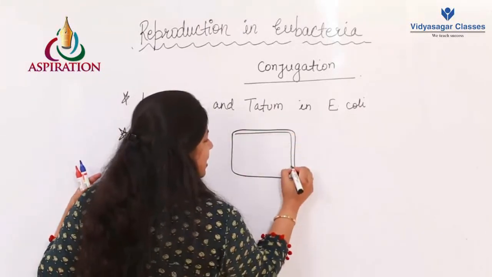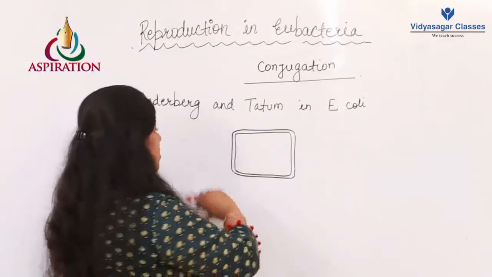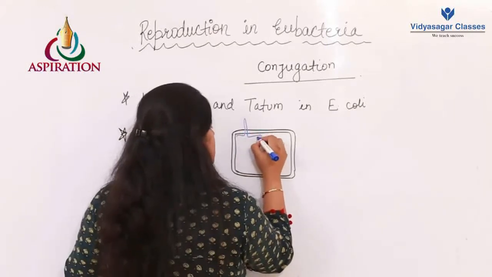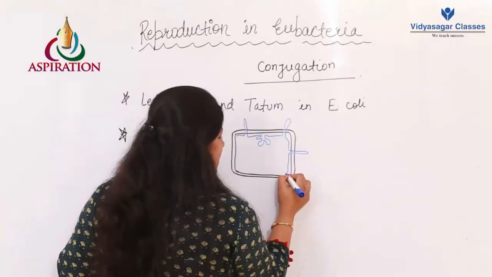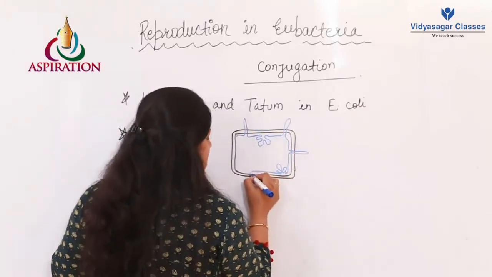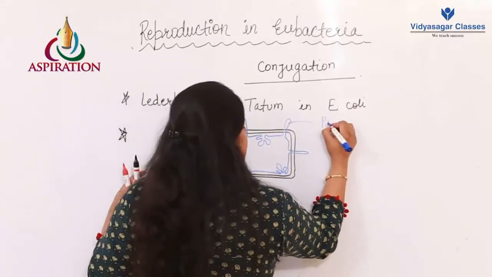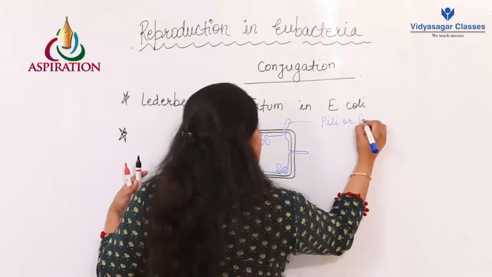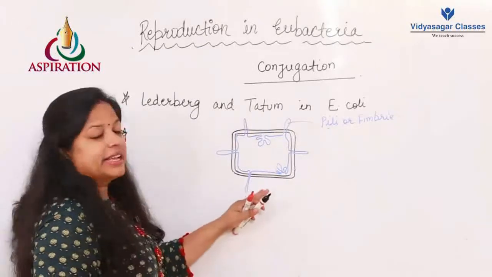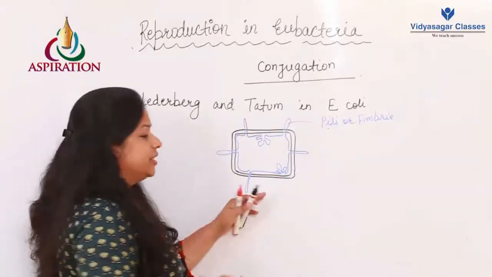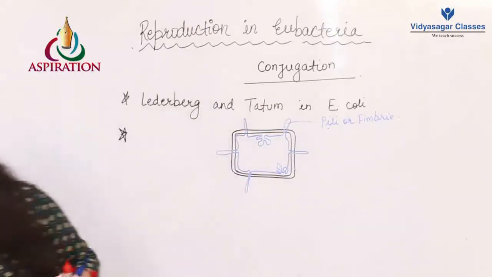We have seen that the plasma membrane has certain outgrowths and certain ingrowths. We have studied the ingrowths; these are mesosomes, and these outgrowths are called pili or fimbriae. The pili help in the formation of the conjugation tube when it comes in contact with the bacteria.